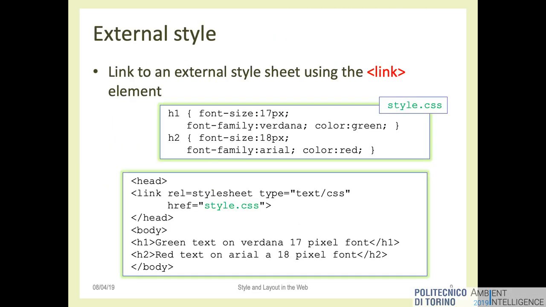Then you have the external. The external is just a separate file that you put in your website that typically is called style.css or something very close to this, and that contains all the CSS rules that you would like to apply. So for example, we can have a style.css file, just a text file, with H1 with a given font size of 17 pixels, a given font family and a given color. And then we can define, for example, the H2, the header second level, which has a font size bigger than the previous one, with a different font family and a different color.